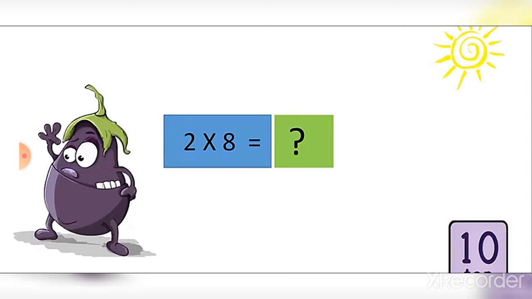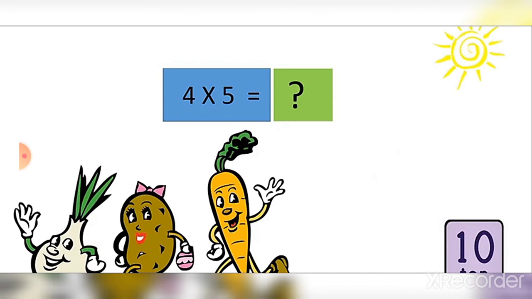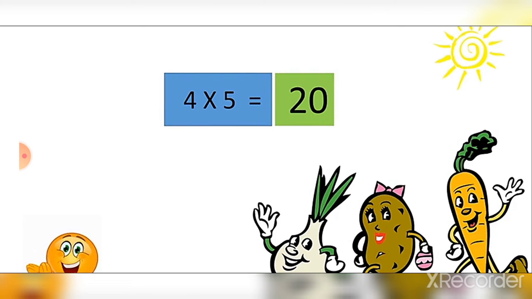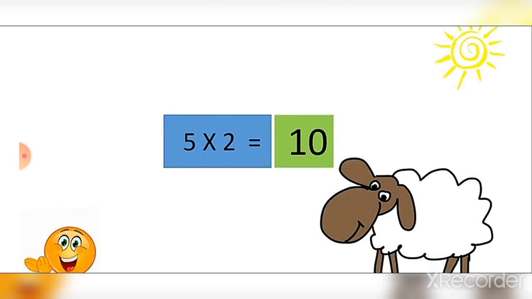What is next? Let's see. It's 2 8s are. Yes, 2 8s are 16. Very good. Next is 4 5s are. Oh, what will come? Yes, 4 5s are 20. Wow. What is next? Look, it is 5 2s are. What will come? 5 2s are 10. Yes.